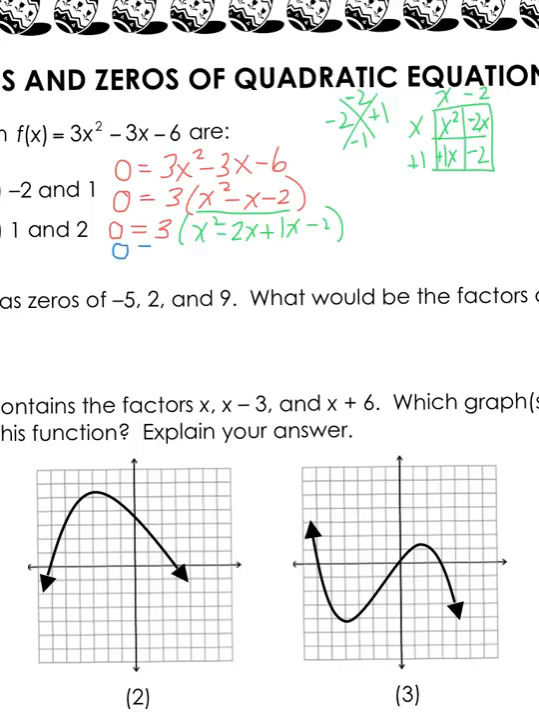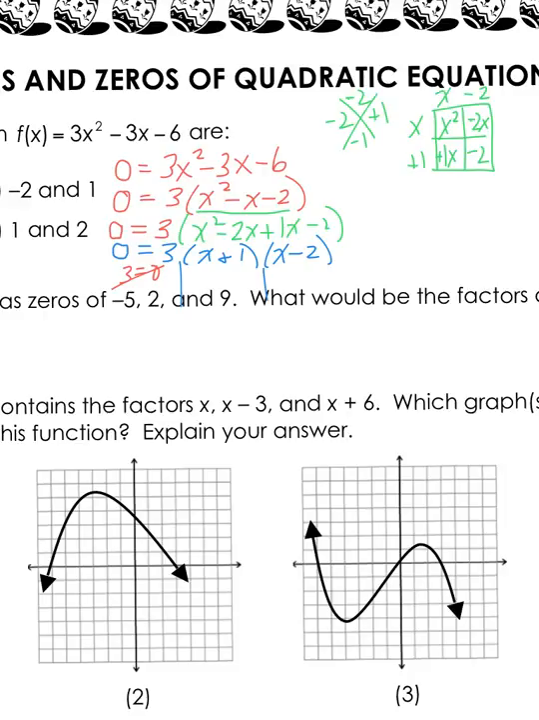Okay, bringing it all together, I've got 3 parentheses x plus 1 parentheses x minus 2. Now it's factored. I have all multiplication in here. So I'm going to draw my lines. On this side, I got 3 equals 0. Well, that's just nonsense. 3 does not equal 0. There's no x there, so there's nothing to solve.